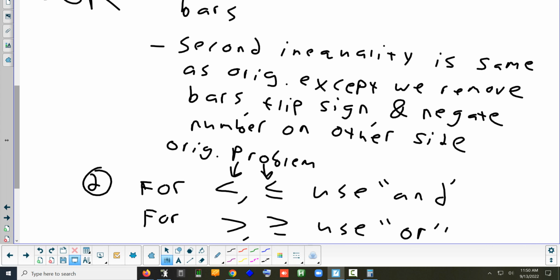And that's the same thing I wrote right here. Less thans use and, greaters use ors. Greater, or.